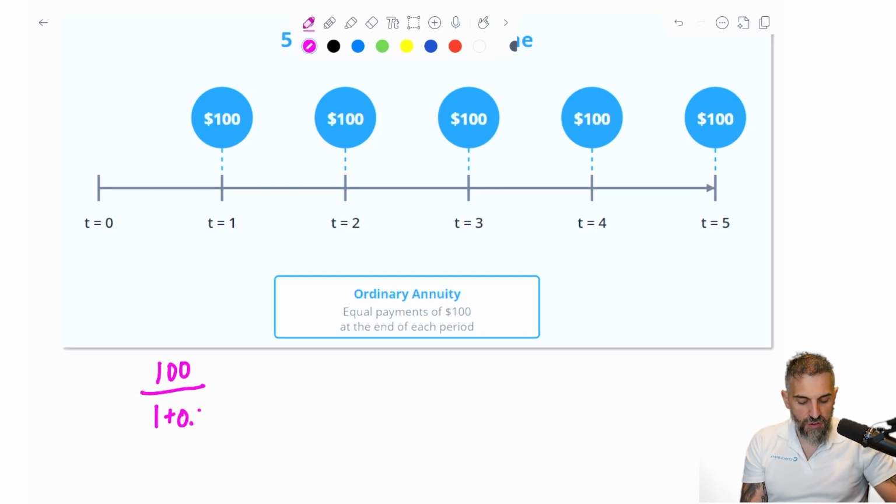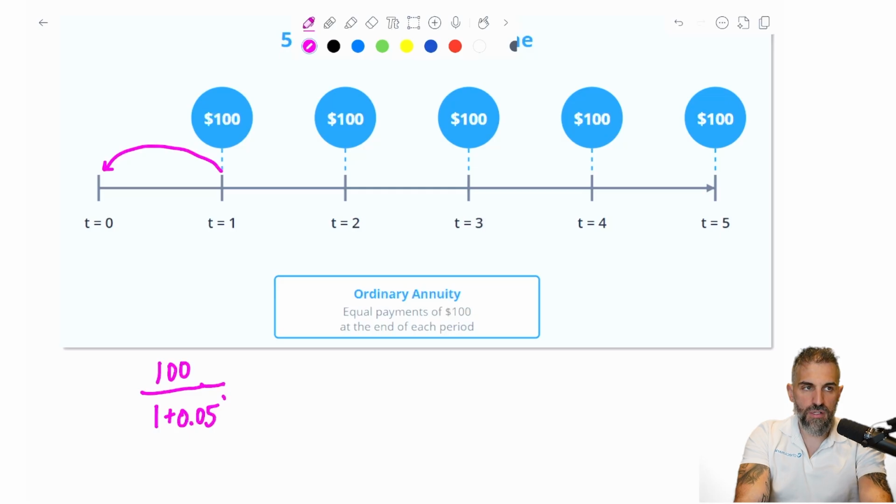Let's use a rate of 5%. And this is going back just 1 year. That would be to the power of 1, right? So that would be 100 divided by 1.05, or about $95.24.